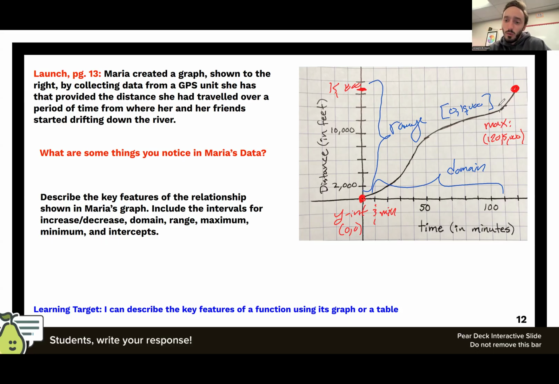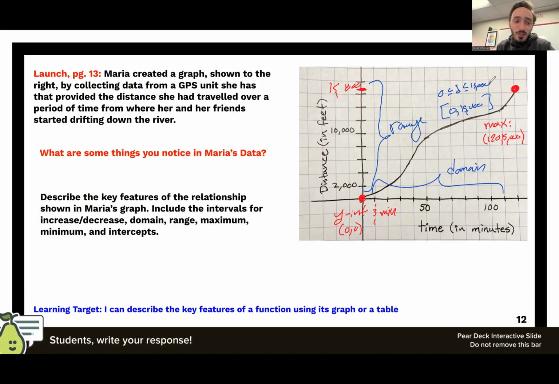I could write that with inequalities, where I say 0 is less than or equal to d, which I'll use to represent distance in this context, which is less than or equal to 15,000. Usually we'll use interval notation. I'm just kind of showing this a multitude of different ways to see how we can express it.